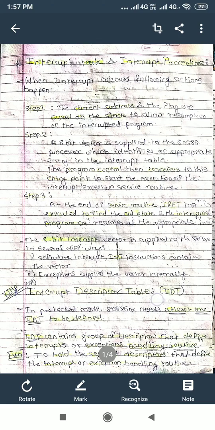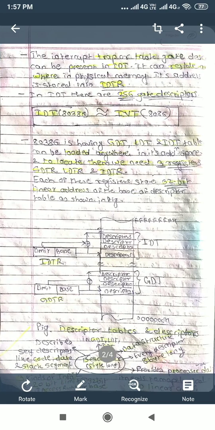Now the 80386 has GDT, LDT and IDT tables. Those tables can be loaded anywhere into the physical memory. To locate them, we need three registers, GDTR, LDTR and IDTR respectively. Each of these registers stores a 32-bit linear address.